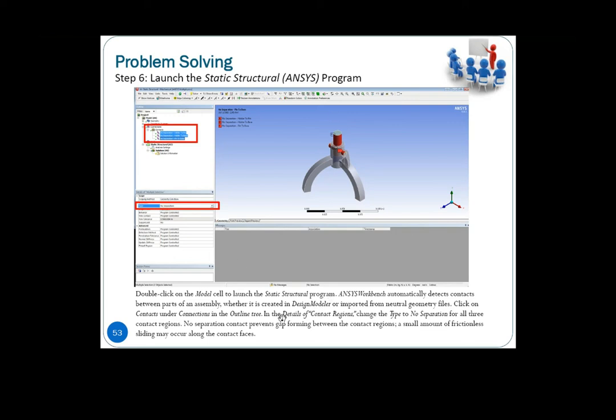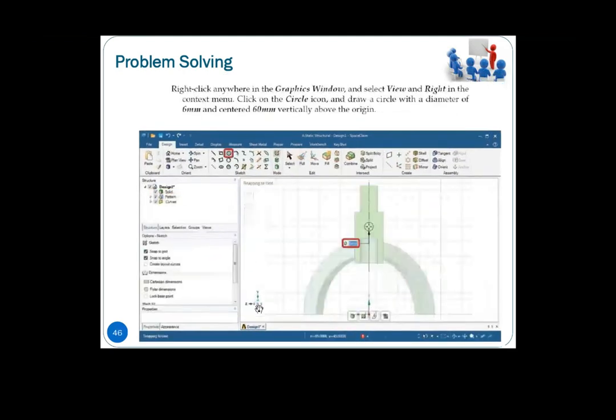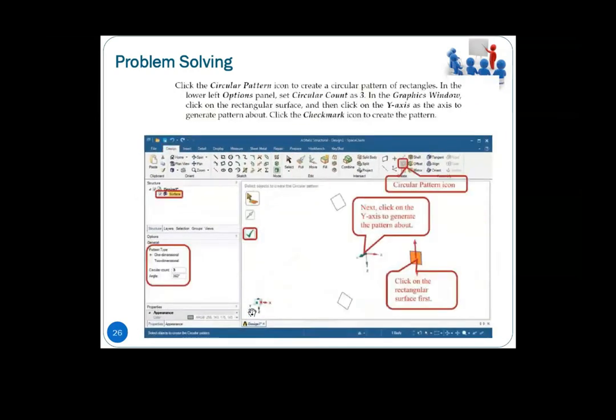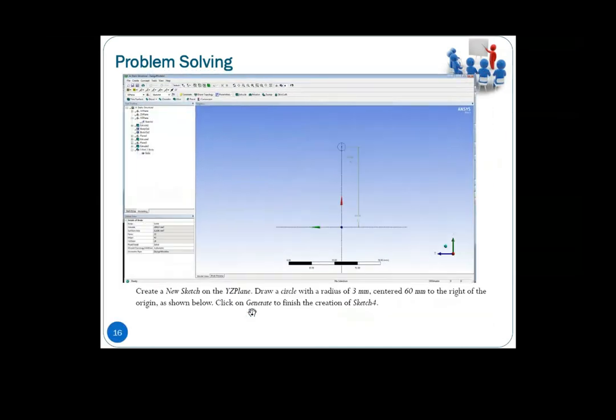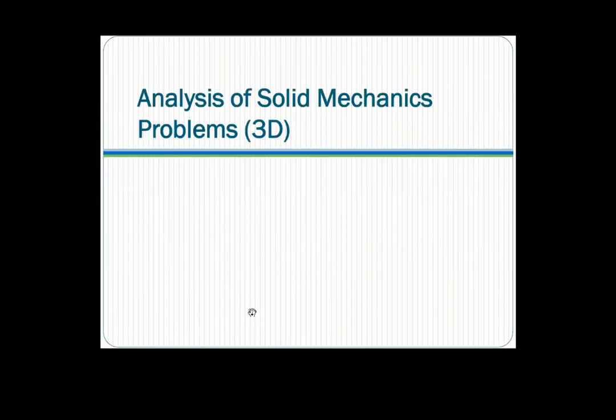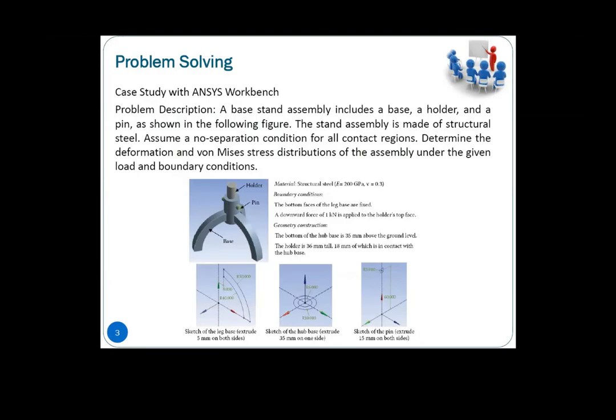So we have to make sure that in the problem, it says it is not fully bonded. Meaning by default, as I mentioned to you, if you have multiple components, ANSYS will help you to bond them. Under contact, you have bonded, meaning the holders, the pins and the base are all fully bonded. Fully bonded means no deformations and no sliding as well.